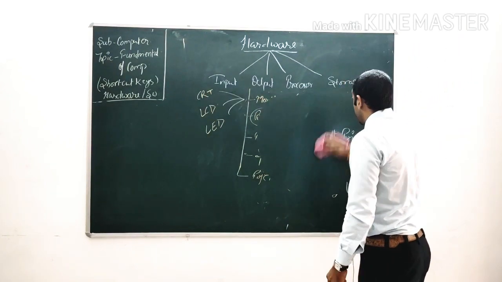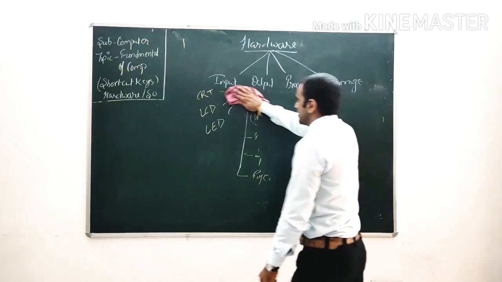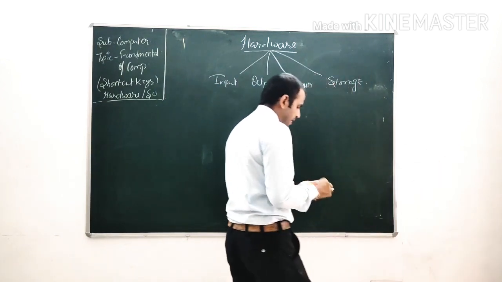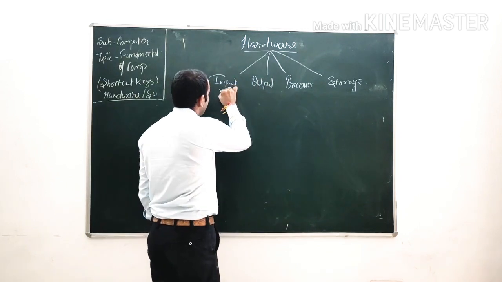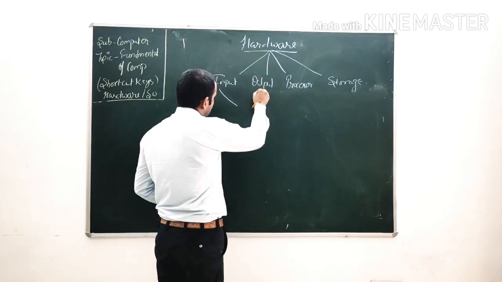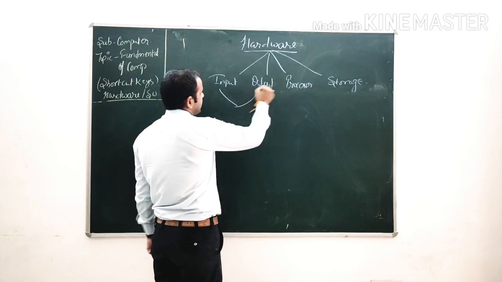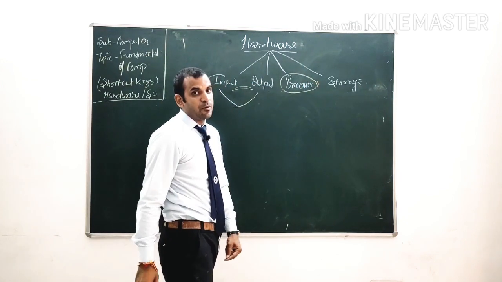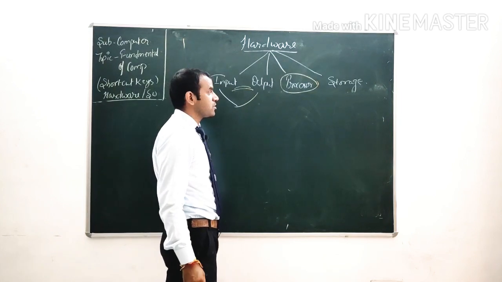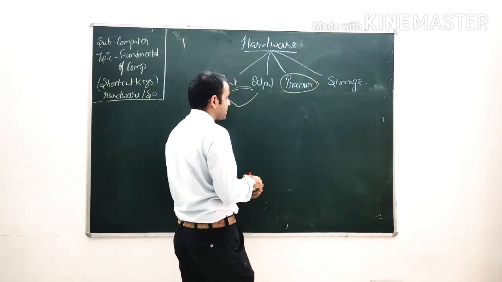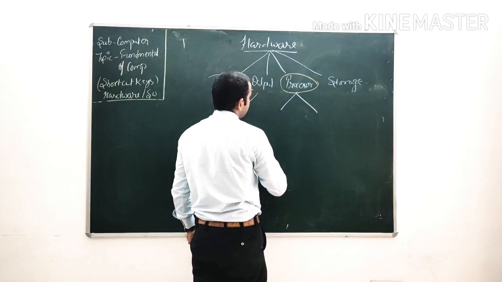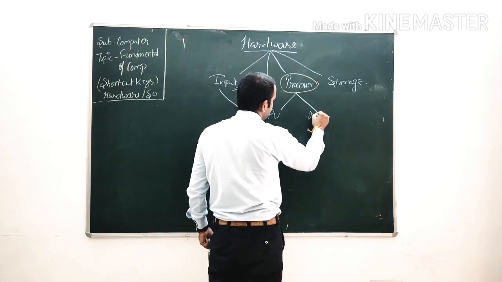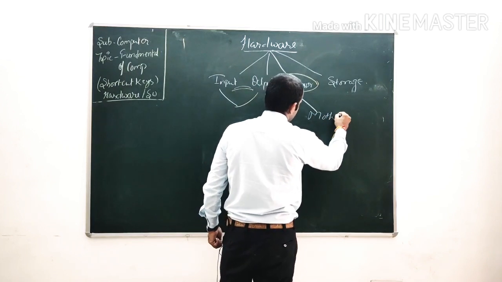Next, processor. Last time I told you the processor means basically the one who converts your input into the output. So the device which is used to convert your input into the output is called the processor. There are two devices. First one is CPU and second one is motherboard.